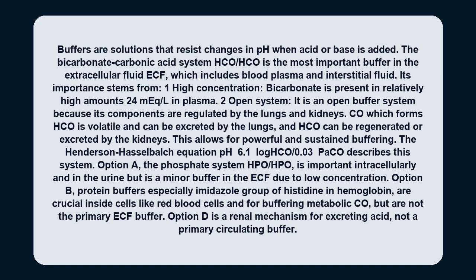Option B, protein buffers, especially the imidazole group of histidine in hemoglobin, are crucial inside cells like red blood cells and for buffering metabolic CO2, but are not the primary ECF buffer. Option D is a renal mechanism for excreting acid, not a primary circulating buffer.